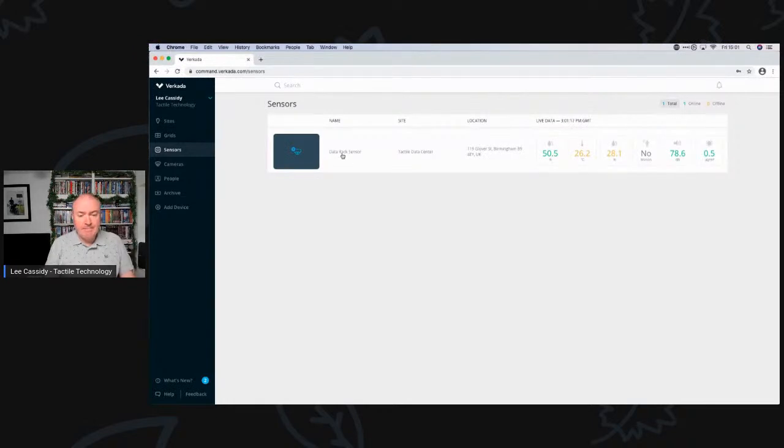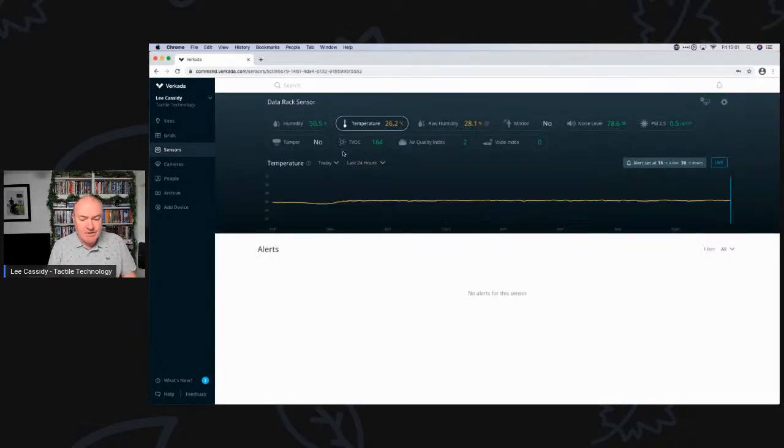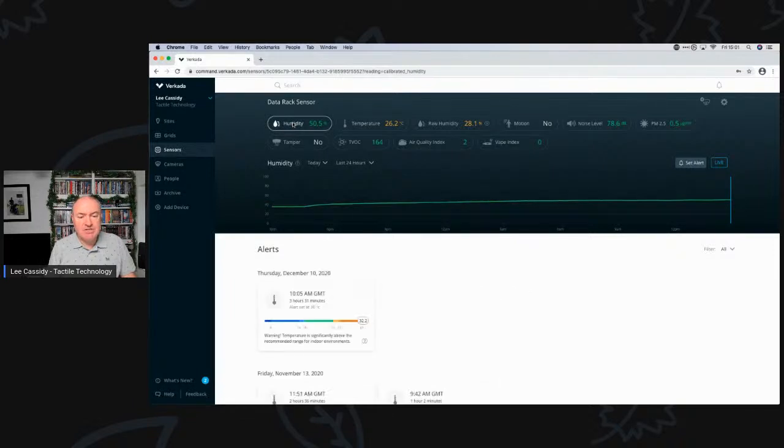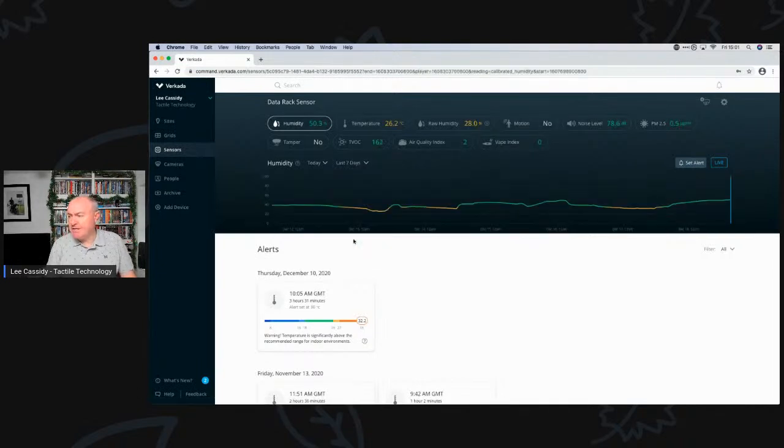So if I open up the sensor and show you a little bit more about what you can see there. First of all, we can see the humidity. If we select any one of these items, you can see a history of that underneath. So we can see what the level is over that period of time, which is the last 24 hours. But I could look, say, over the last 7 days, and see what's happened to the humidity in that space over that period of time. And if I hover in any place, I can see what that humidity was.